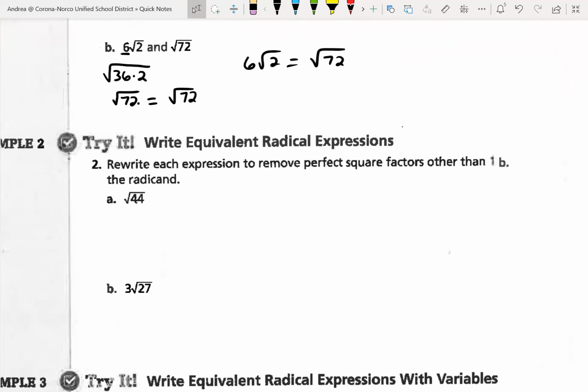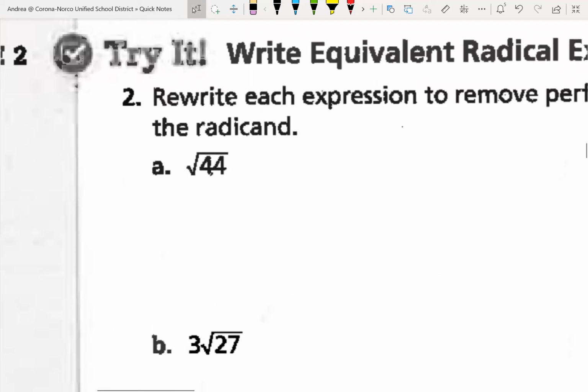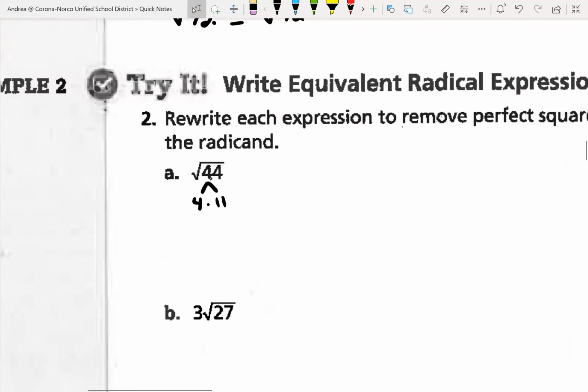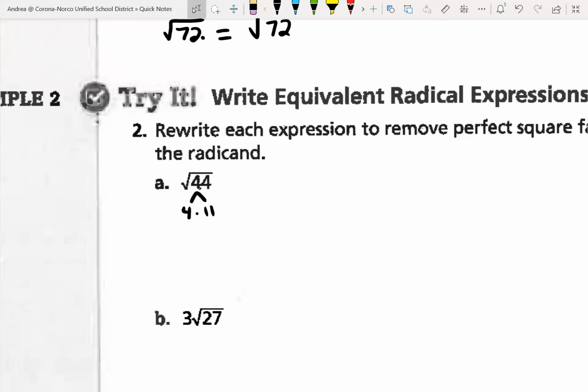So for A, we have the square root of 44. We want to find any perfect squares that multiply to 44. That's going to factor it. 4 and 11, very good. I have a perfect square, right? 4 is a perfect square. What's the square root of 4? 2 times 2.